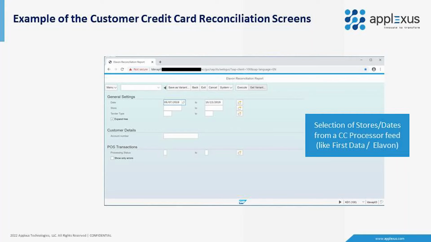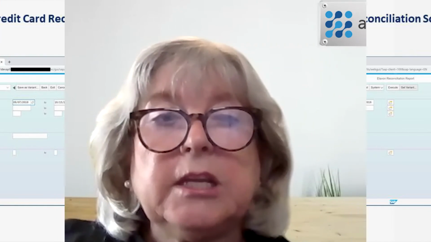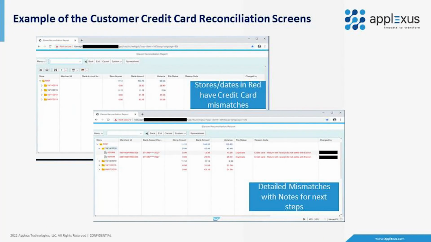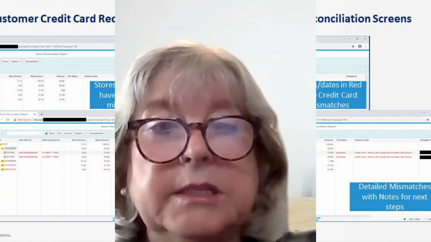Applexus Payment Reconciliation provides side-by-side comparison of the omnichannel sales transactions and payment processor data that accelerates reconciliation with increased accuracy and efficiency. The reconciliation can be done by store, by day, with the ability to drill down to the individual transactions. As I said before, this reconciliation process doesn't exist either in SAP or CAR today.